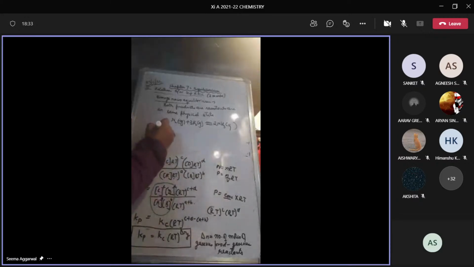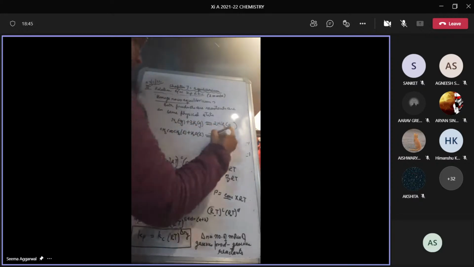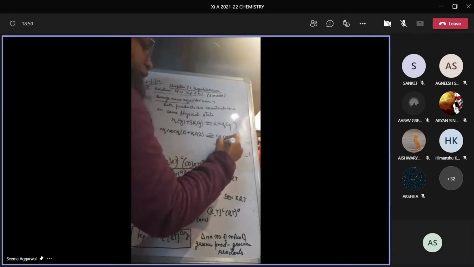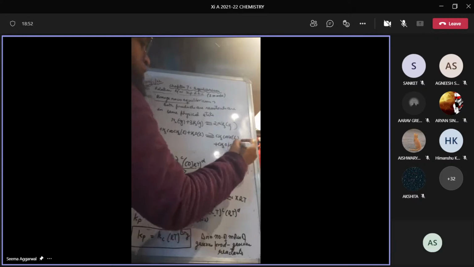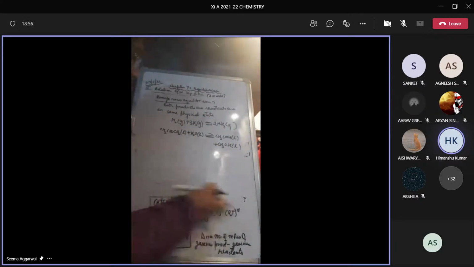Okay, now what about this one? If I am taking an ester, CH3COOCH3 ester, it is a liquid, plus water liquid. And what we are getting is CH3COOH liquid plus alcohol liquid. Is it a homogeneous or heterogeneous? Yes, ma'am. It is a homogeneous. Same. Homogeneous.